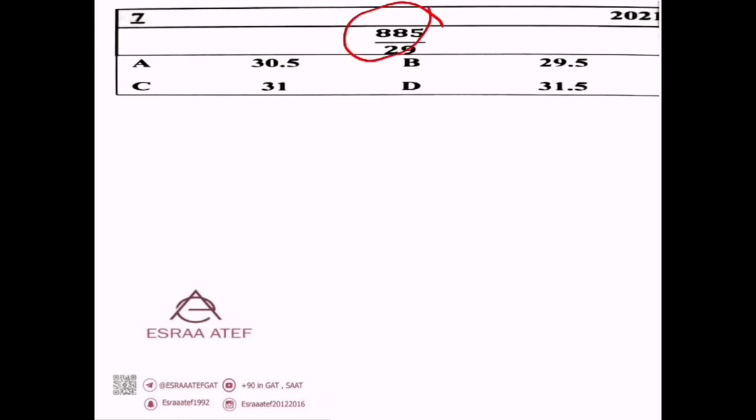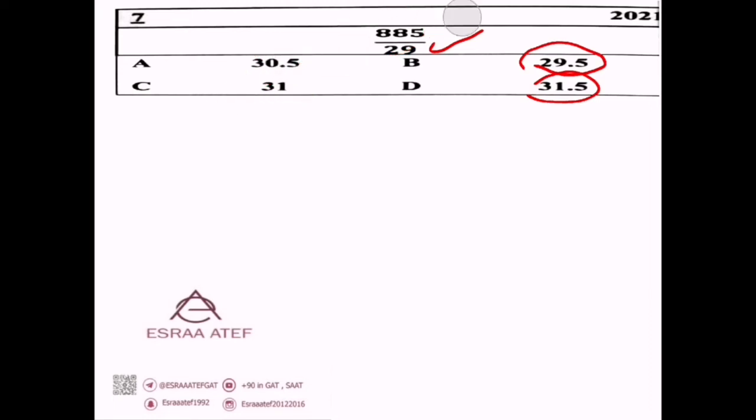Here it's division, it's normal division. In some questions like this one, we can round the denominator and the numerator, but here we can't, because the answers are very close to each other.